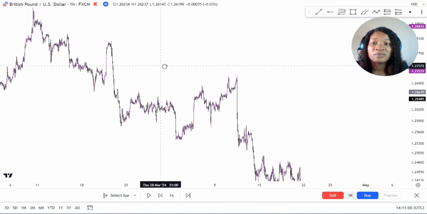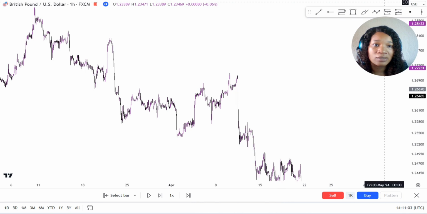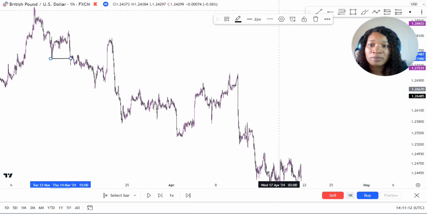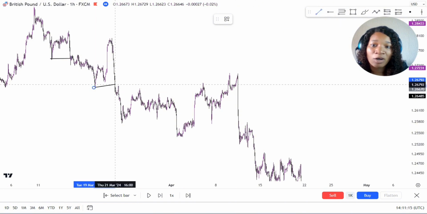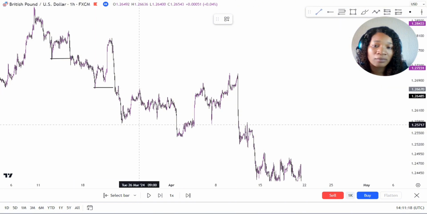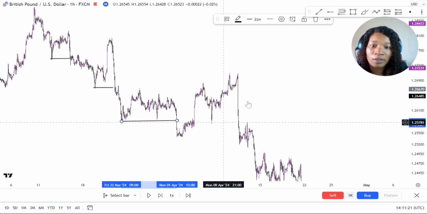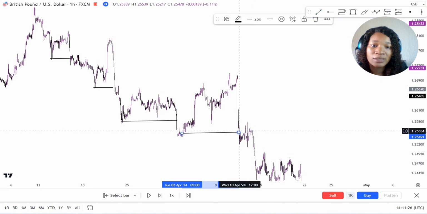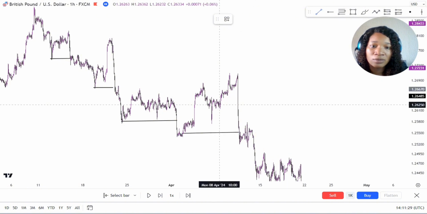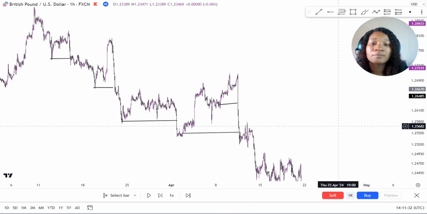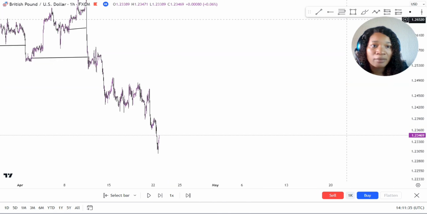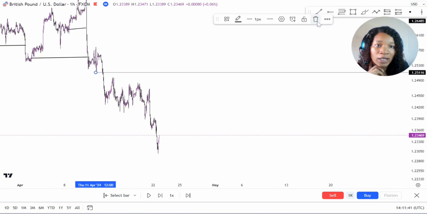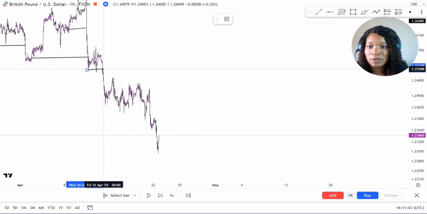So now let's take a look at this. Of course, these are very obvious breaks of structure here. I'm just going to be looking at the very obvious ones. Break of structure here, break of structure here, another one right here. Externally, this is an internal one. So price is still breaking structure. At this point, I'm only looking out for a sell opportunity.